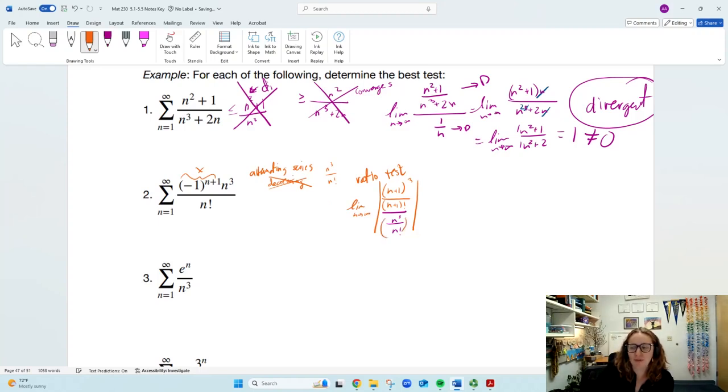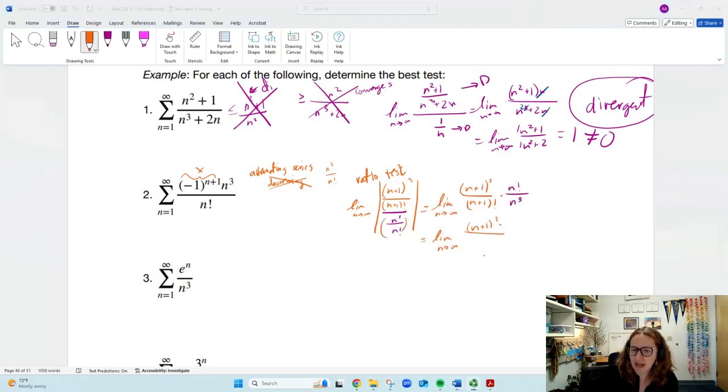I'm going to go ahead and multiply by that reciprocal. I'm going to peel apart this (n+1) factorial that's on the bottom. So I'm going to have (n+1) times n factorial here. Then I can cancel out those n factorials. So I'm left with my limit as n approaches infinity of (n+1) to the third power all over (n+1) times n to the third power.